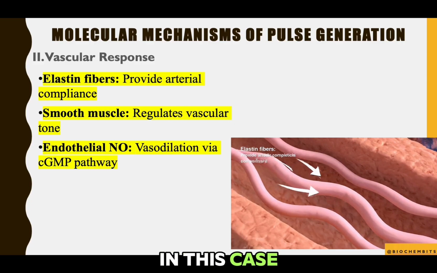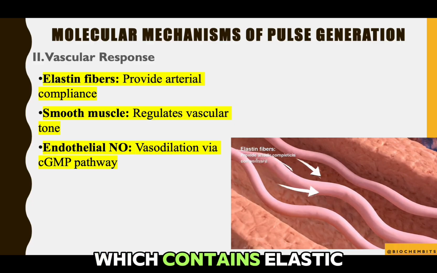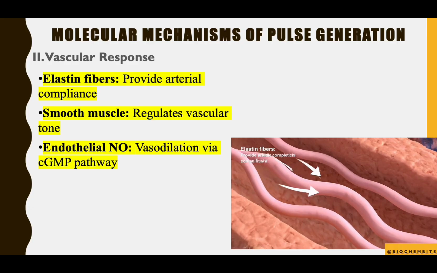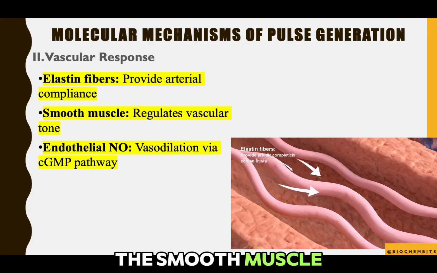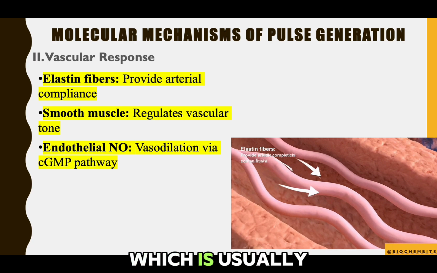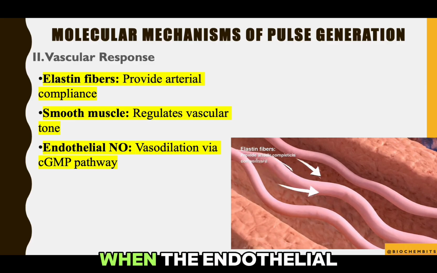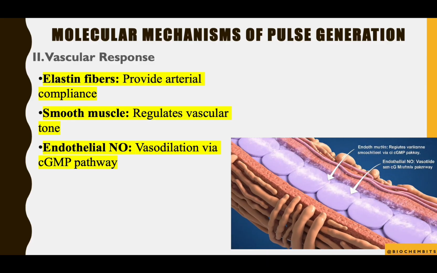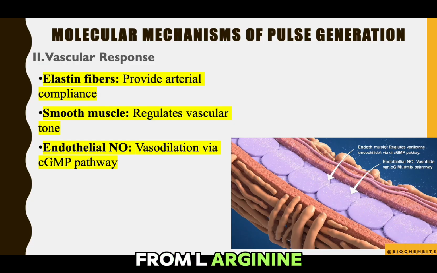generation within the body. In this case, it involves the arterial wall, which contains elastin fiber, as I mentioned earlier, being responsible for the compliance, and the smooth muscle itself. Now, the endothelial cell, which is usually single layered, lining the blood vessel, produces nitric oxide from L-arginine, and this is usually catalyzed by nitric oxide synthase, if you're familiar with that cycle. I think some of this is also present in the urea cycle.